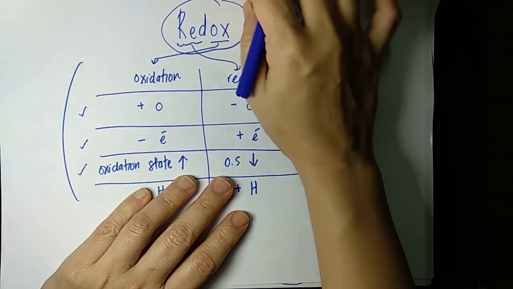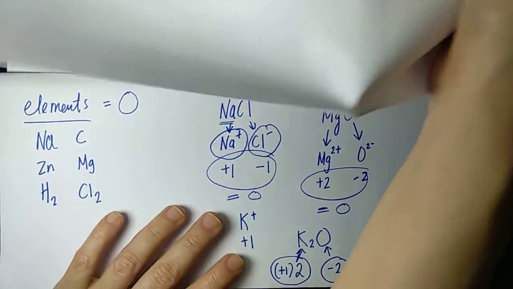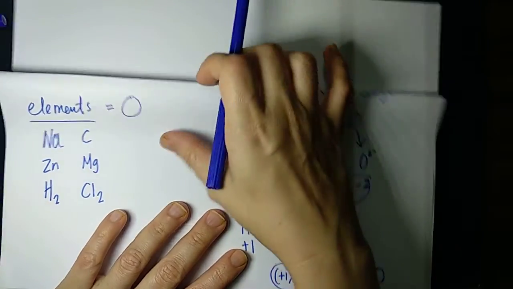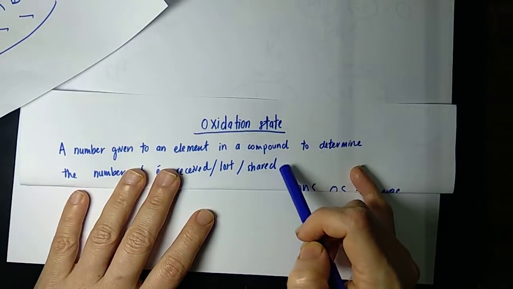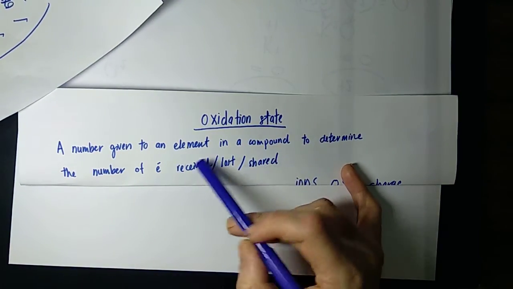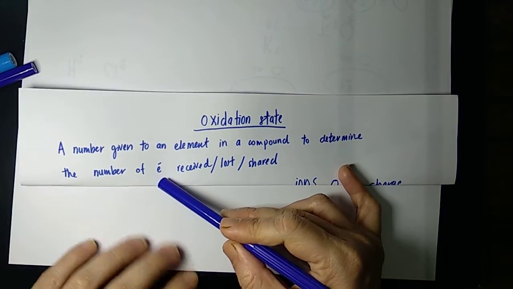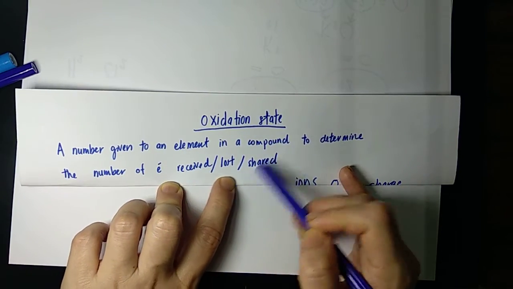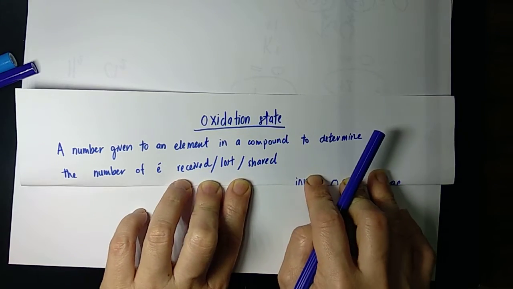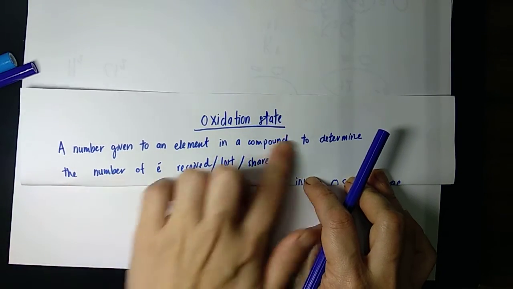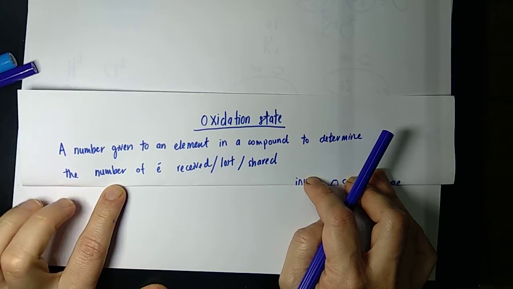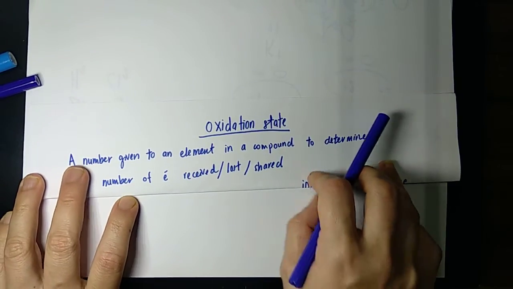So what actually is oxidation state? Oxidation state is a number given to an element in a compound to determine the number of electrons it has received, lost, or shared. Okay, that seems a little bit confusing if you just look at it that way. So what I'm going to do is teach you how to calculate oxidation states. Now the first thing you have to remember is your favorite number today is 0.